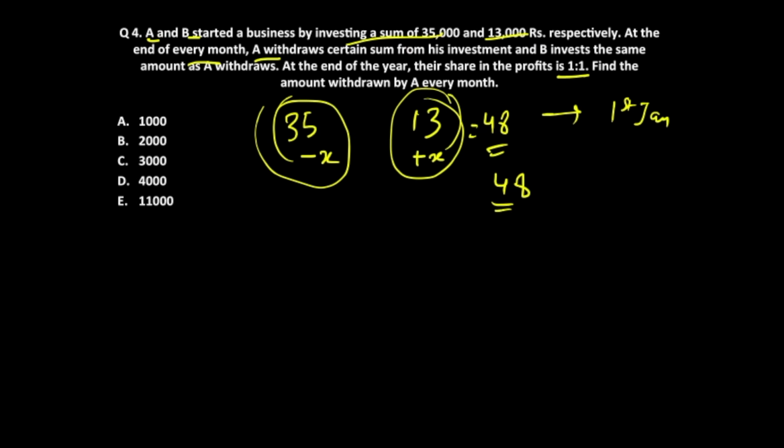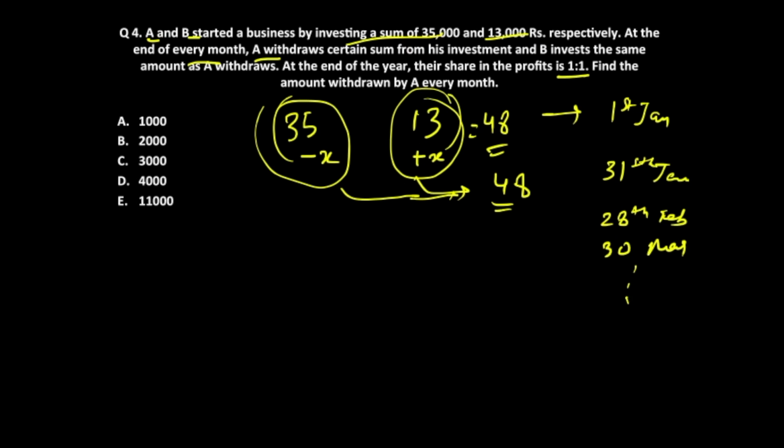This becomes a constant value. So on 30th of Jan, 31st of Jan, A would have taken his X sum out of 35,000 and B would have invested X amount more into his investment. This would be after the end of the first month, yet the total investment would remain 48. This would happen the same on 28th of Feb, again the same on 30th March, and so on.